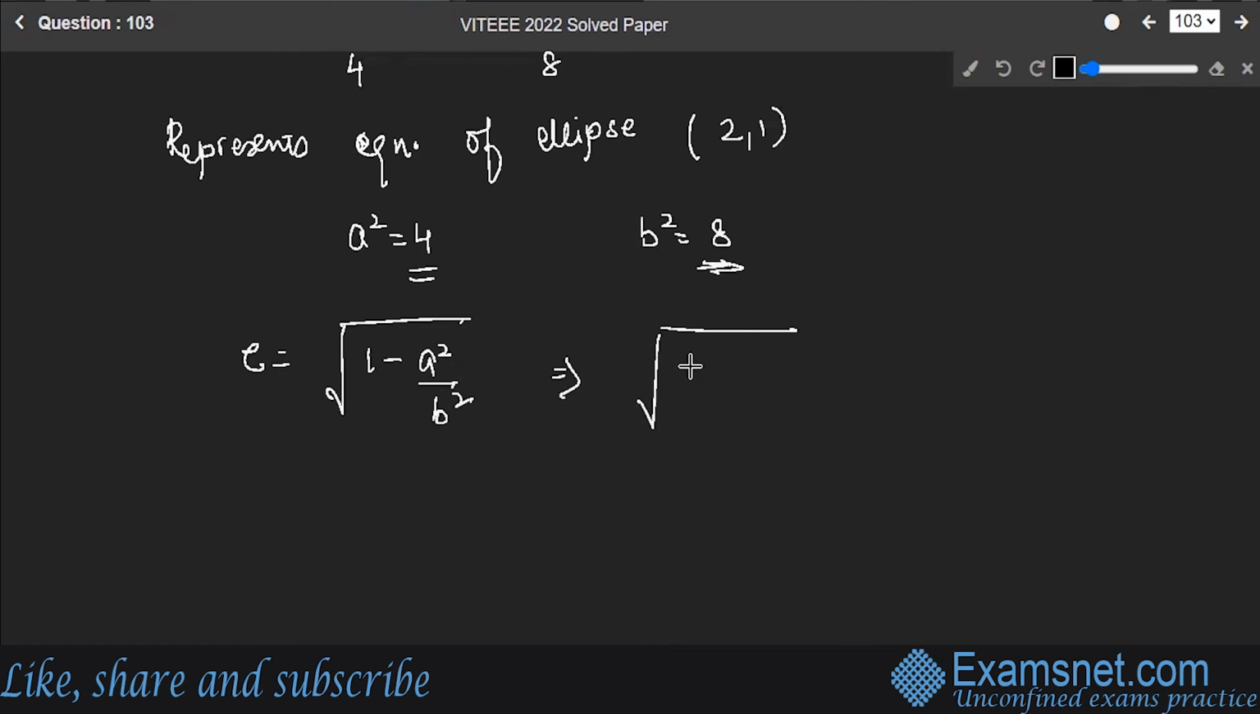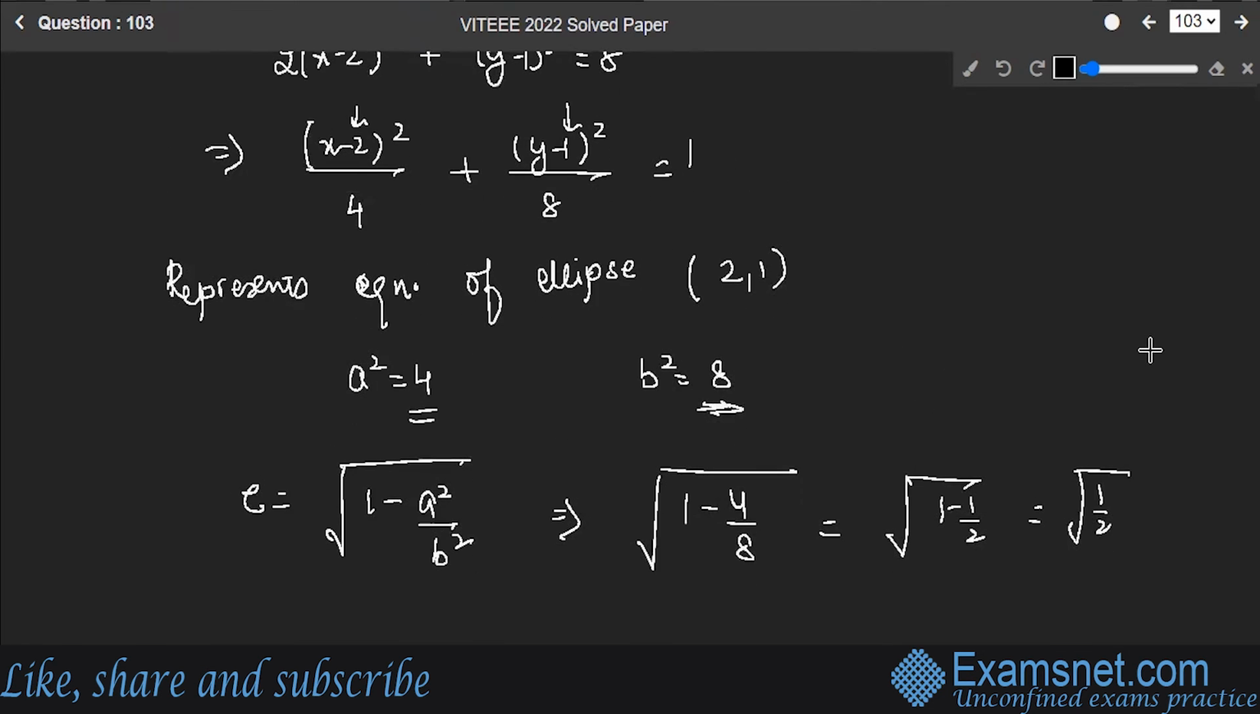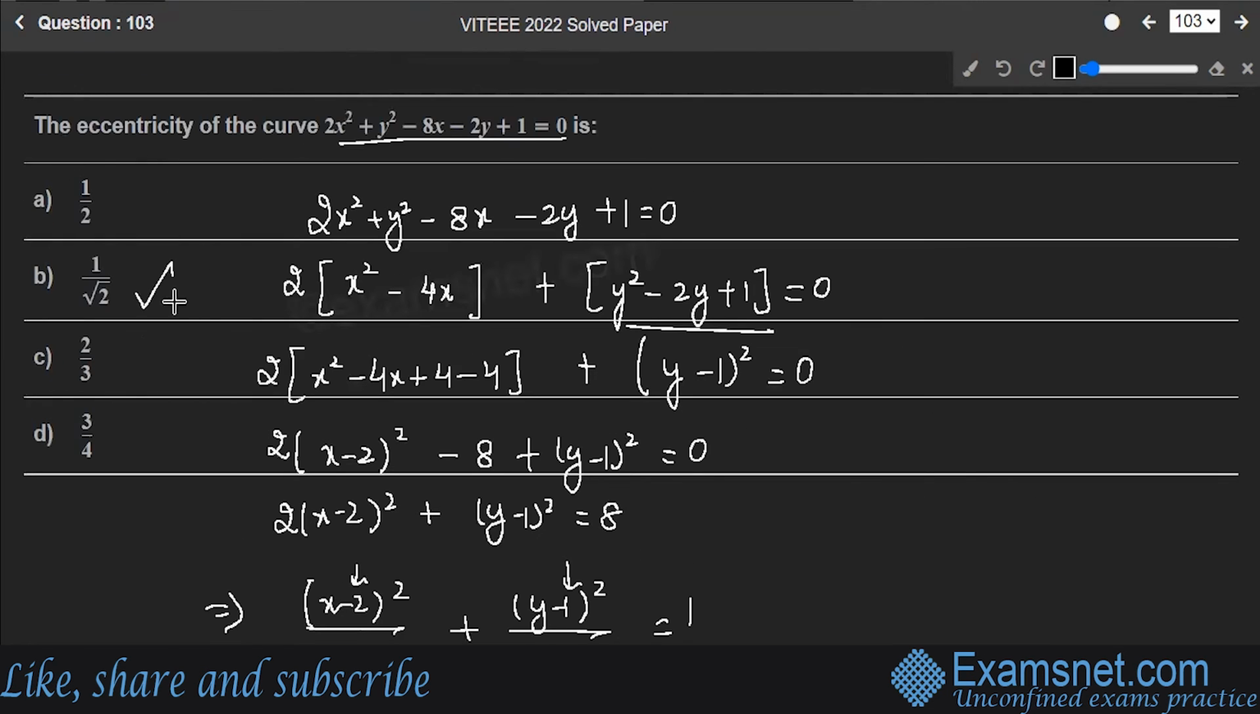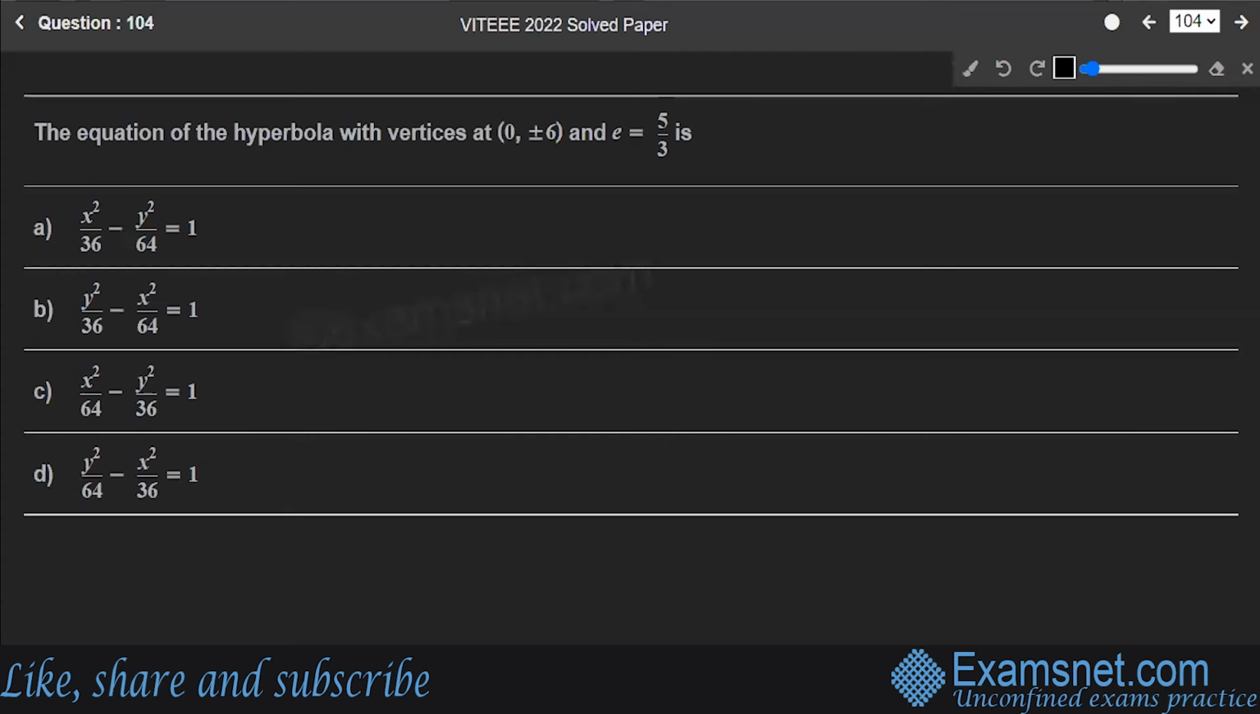Okay, so this is equal to root of 1 minus 4 by 8, or this is equal to root of 1 minus 1 by 2. That is equal to root of 1 by 2. Okay, that is option B. So here is the correct answer to the question, option B. Hope you understood this. Let's move to the next question.